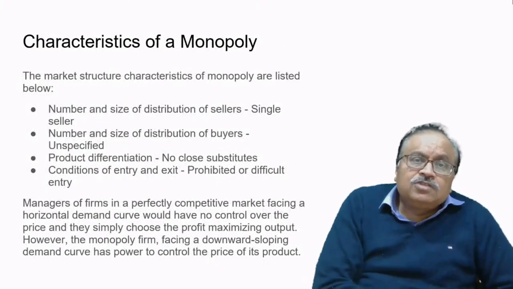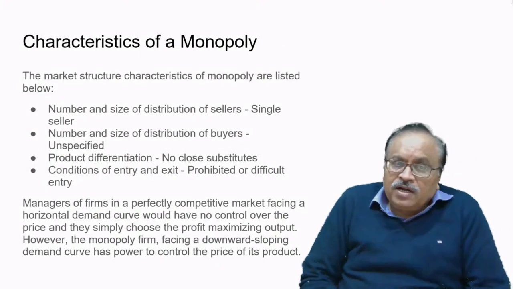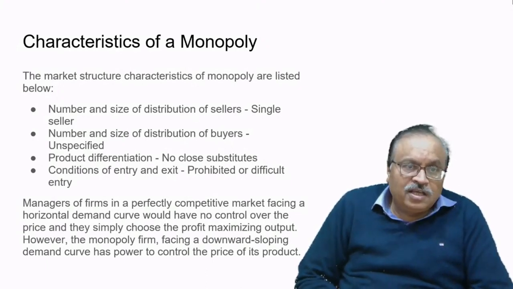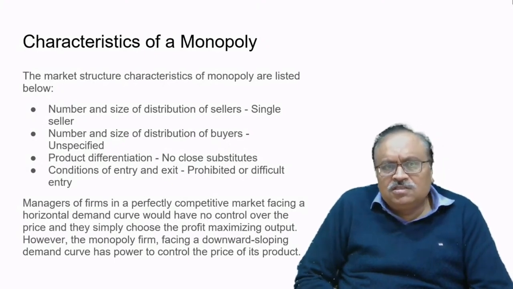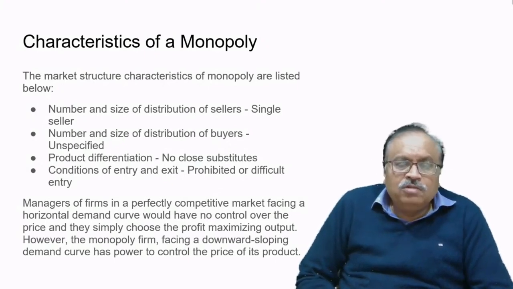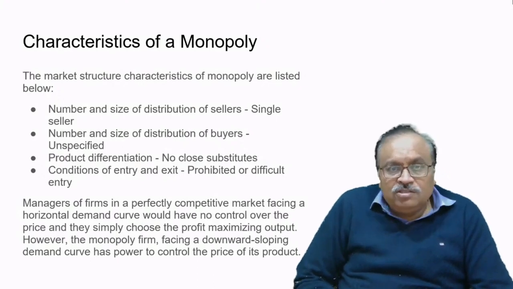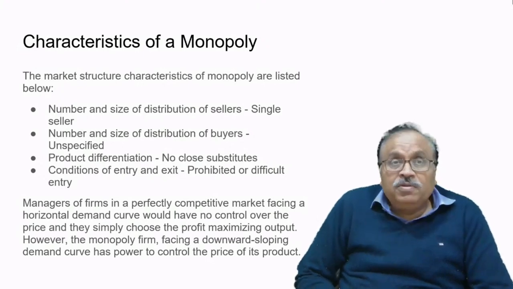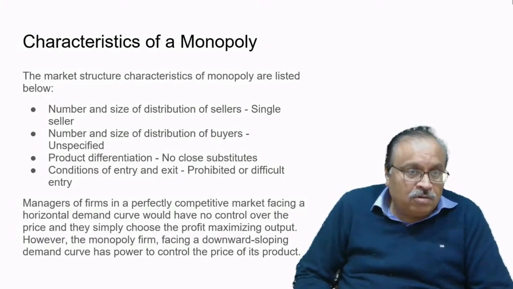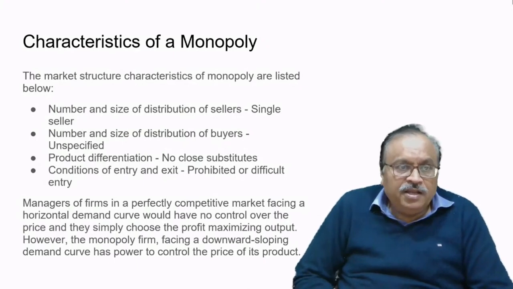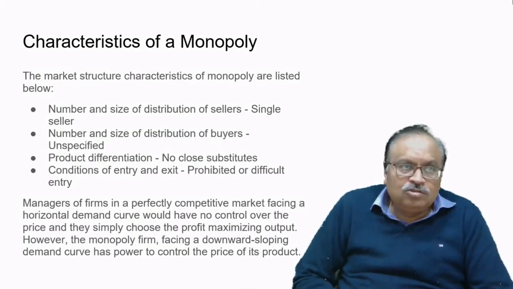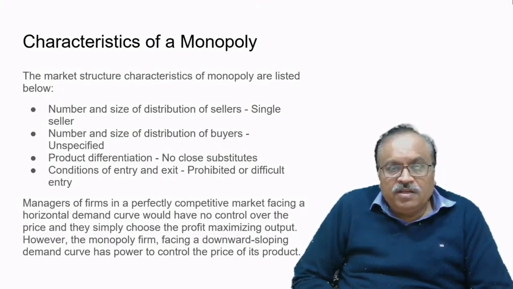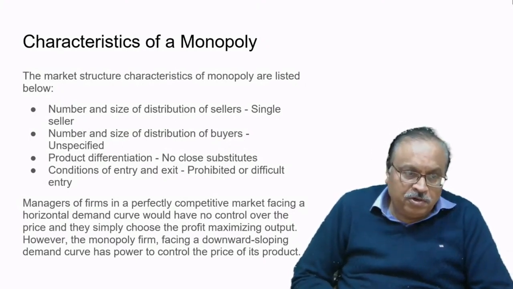What are the characteristics of a monopoly? The market structure characteristics of monopoly are listed below. Number and size of distribution of sellers: it's a single seller. Monopoly means one seller. Number and size of distribution of buyers: unspecified. Buyers are many. They may not be as large as in perfect competition, but they are high in number. Product differentiation: there are no close substitutes, only remote substitutes. Conditions of entry and exit: prohibited or difficult to enter.